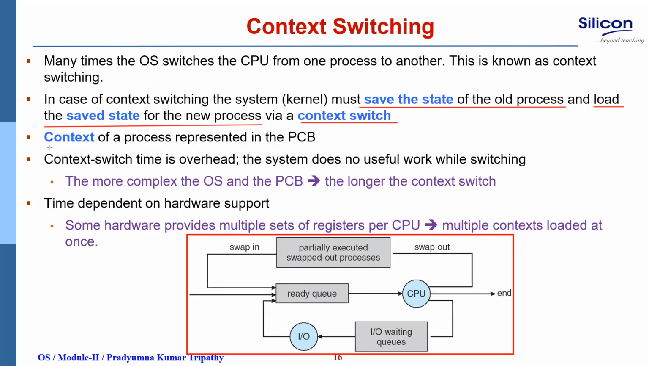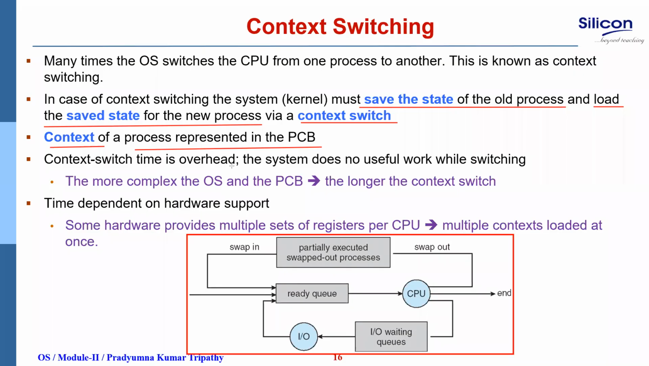So what does context mean? Context means the process represented in the PCB. As you know, all information about a process is kept inside the PCB, the process control block. The process control block has all the information: process ID, process state, pointer to the child, pointer to the parent, how many registers, which registers are being used. All information is in the PCB. So that we call the context.